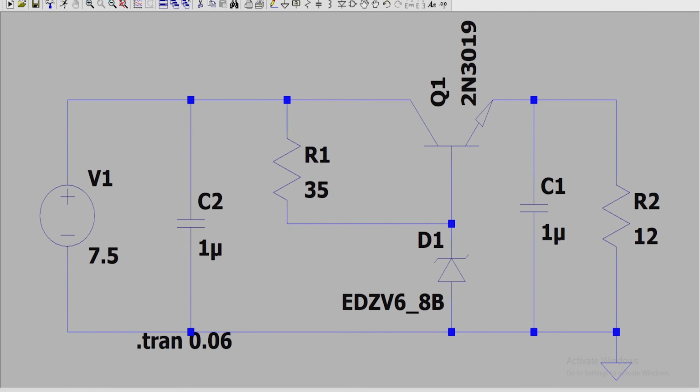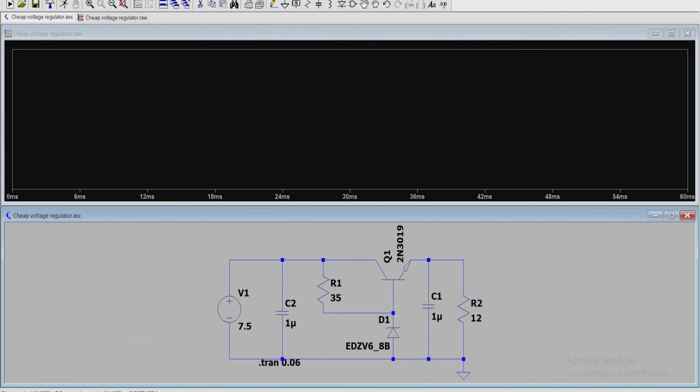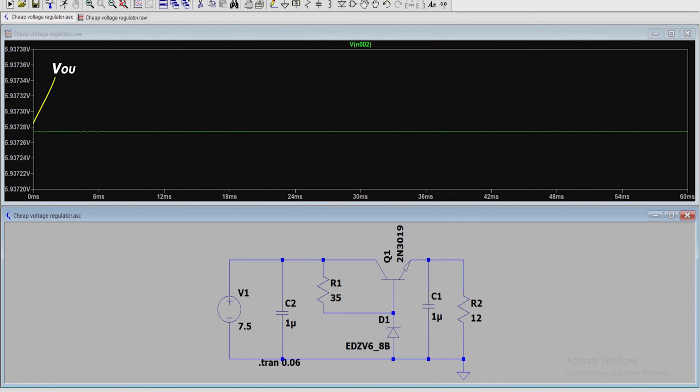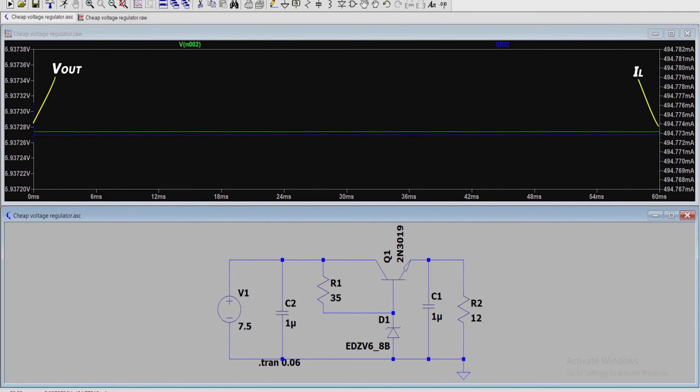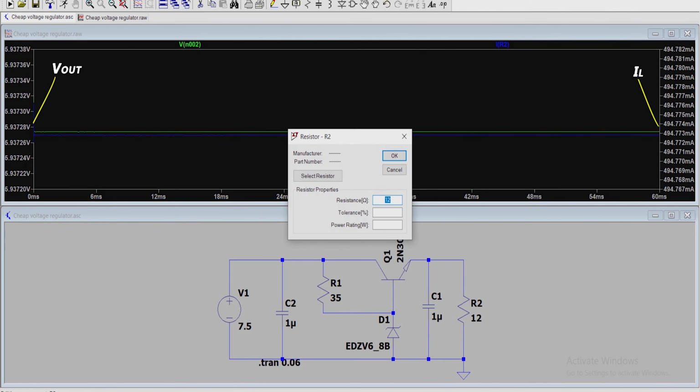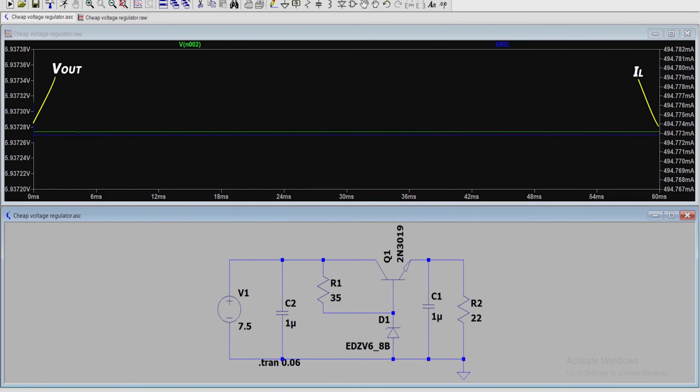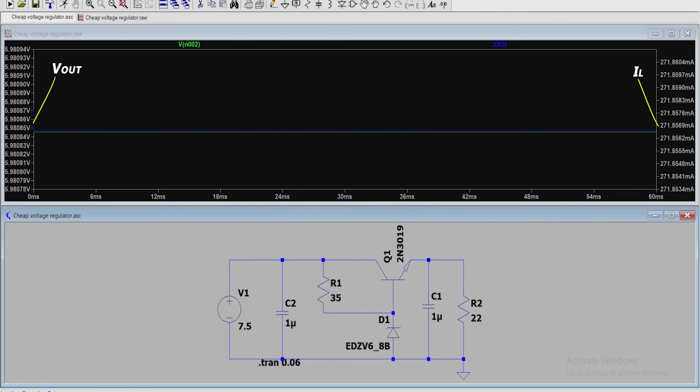Now, let's see the simulation of the circuit. So this is our circuit diagram. This is the input source. And I have connected a dummy load to simulate the load current. Now we will simulate this. If you check here, we are getting a constant voltage at the output and the current is around 500 mA. Now if we change the load resistance, still the voltage stays constant with some change in the current.